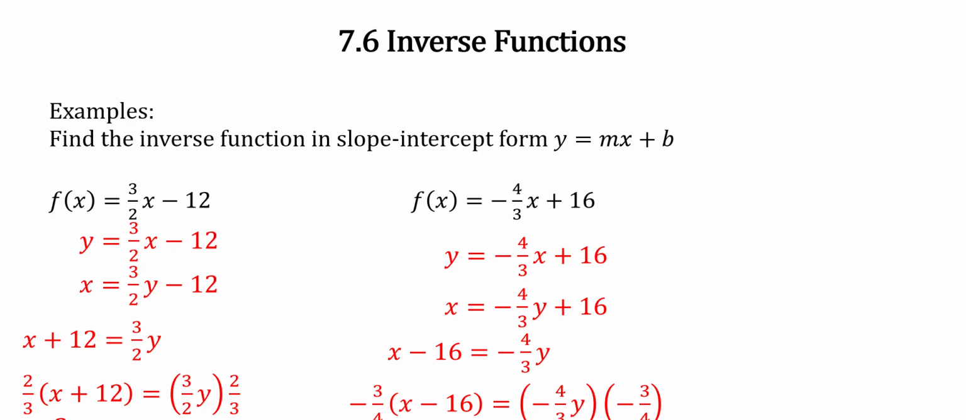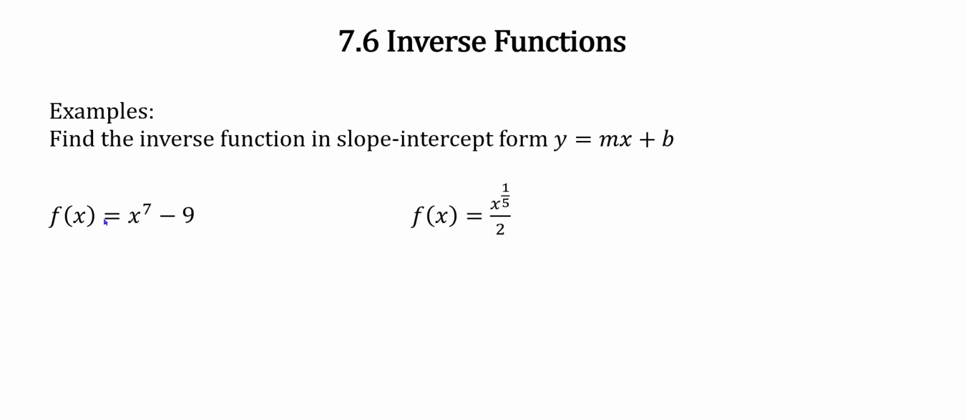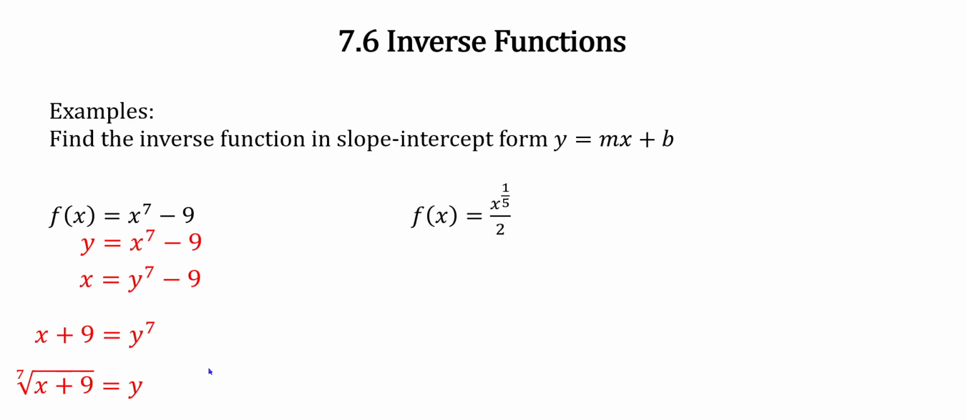Okay, let's try a little bit more difficult ones. I'm going to change f of x to y, switch x and y. And now I'm going to add 9 to both sides. To get rid of this 7, I'm going to take the 7th root. And there we go. You give this one a whirl. Pause here, try this one, come back and check your answers.